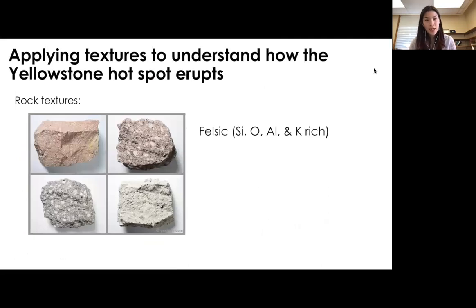These are the rock textures that we see from the Summit Lake flow. They're fairly light in color, and compositionally, we know that they are felsic. They have a lot of silica, oxygen, aluminum, and potassium in them. And then if we look at the textures of them, how would you classify the texture of these rocks? Are they aphanitic, phaneritic, porphyritic?